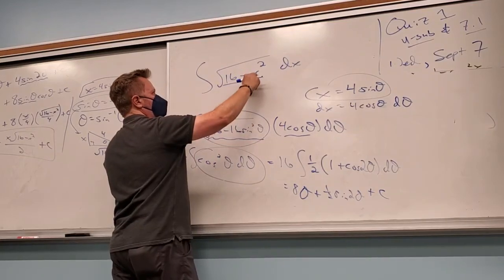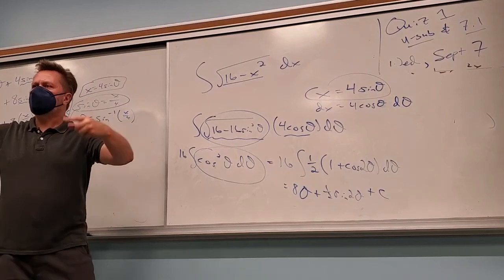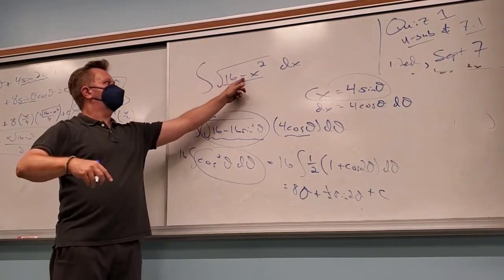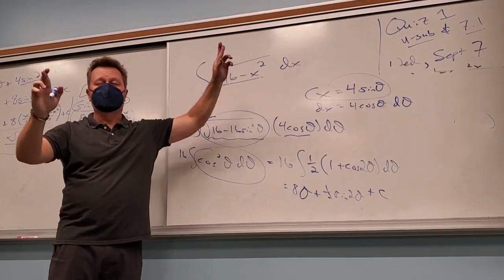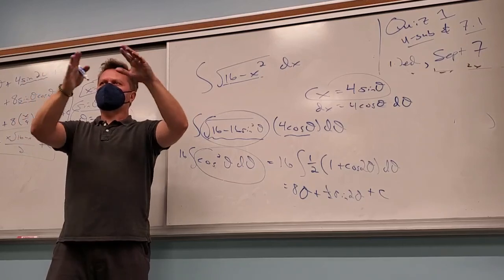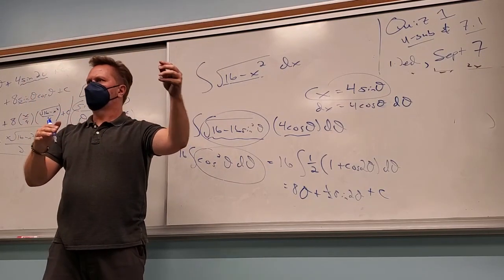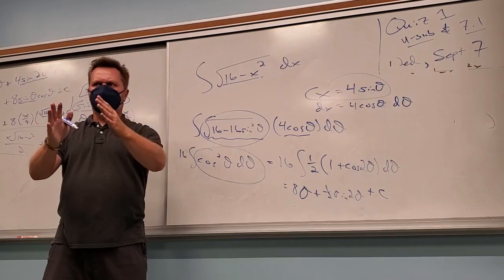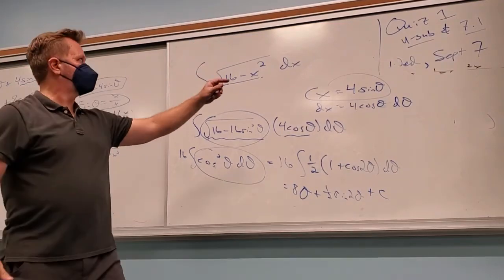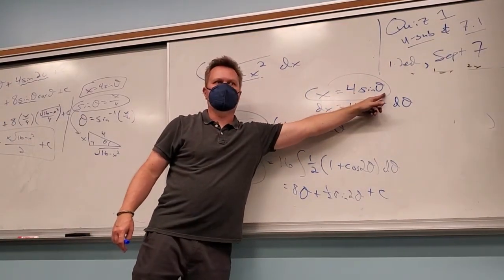Because of the form this was in. It's number minus function squared. That looks like 1 minus sine squared, which is cosine squared. It tells you which trig sub to do. So if it was 16 plus x squared, 1 plus what trig squared equals another trig? 1 plus tangent squared is secant squared. So if this was a plus, I would have used 4 tangent theta.